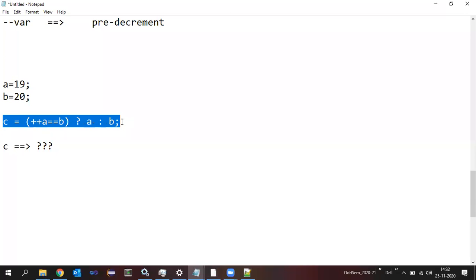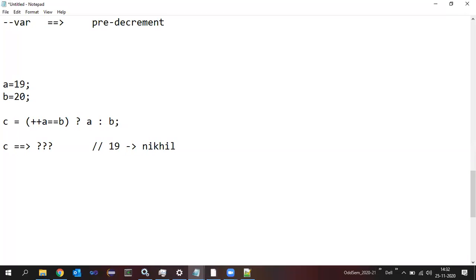Now, I have given a statement. Look at here. How many operations are involved over here? 19. So you say C value is 19. What is your good name? Who said 19? Why are you hesitating to tell your name? Go ahead. Nikhil, sir. Nikhil, very good.